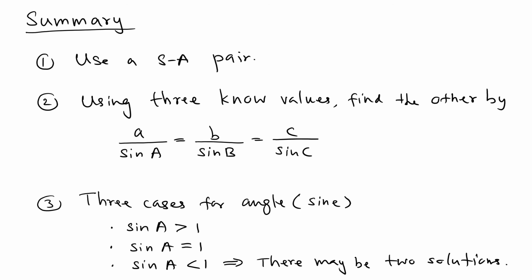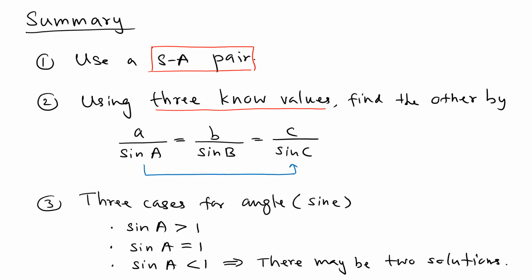Let's have a short summary of what we did. We use a side-angle pair, and we also need three known values, and then we pick two of them. For example, we have three, and let's say we pick these two. Knowing any three, we can find the other one. For example, if you know A, C and angle C, then you can find sine A. So knowing three, we can find the other one.